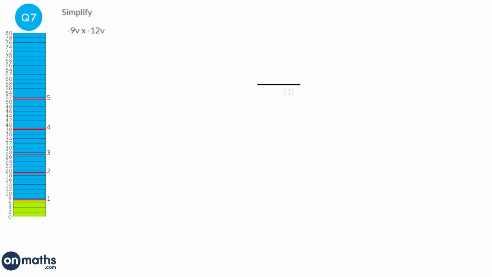Whenever we multiply two negatives, we always get a positive, so we know our answer will be positive. We're going to do 9 times 12, which is going to be 108. And v times v, which is going to be v squared.